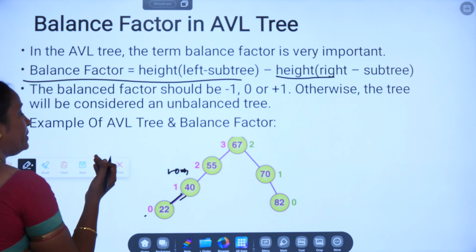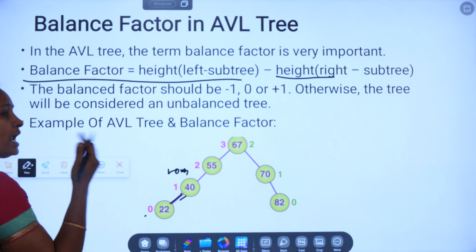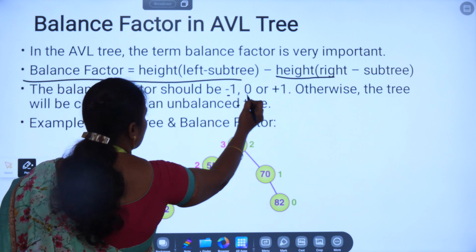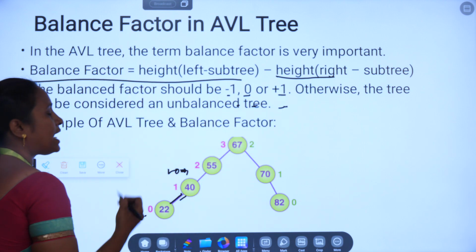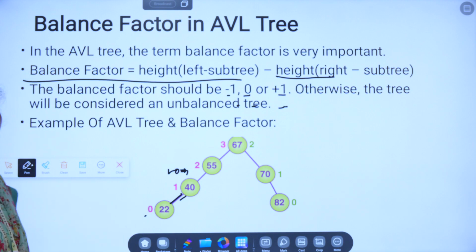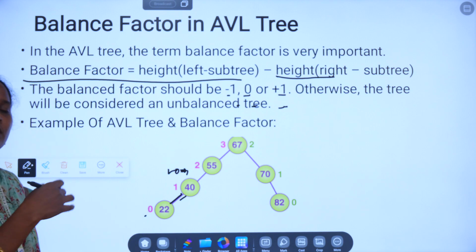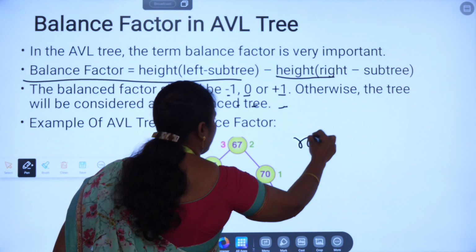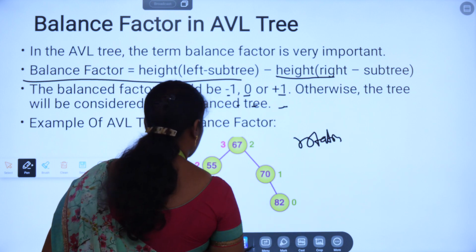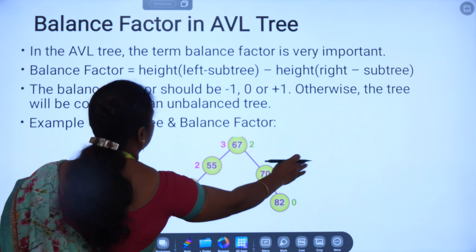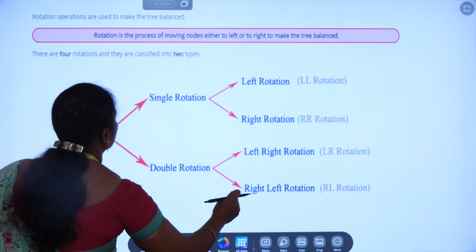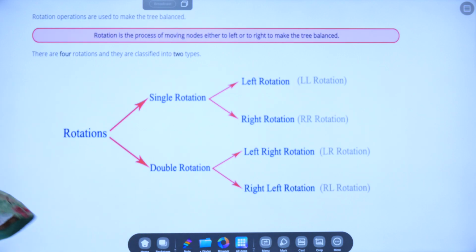So you will know whether the given tree is unbalanced. When the balance factor does not satisfy these values, minus 1, 0 and plus 1, then the tree is unbalanced. When the tree is unbalanced, you want to do something to turn your tree into a balanced binary search tree. For that, you will perform rotations. So rotations come into the picture if you want to balance your binary search tree.